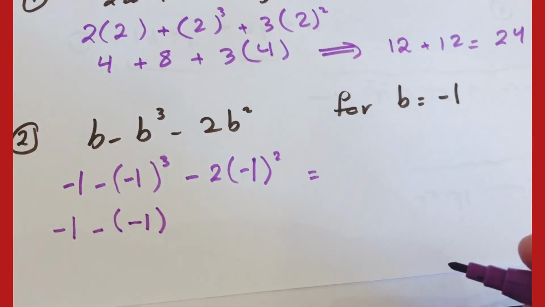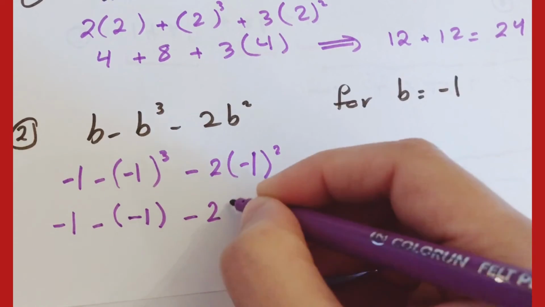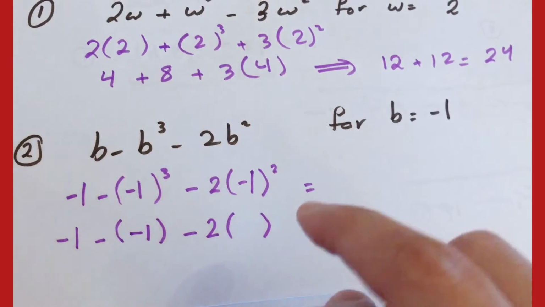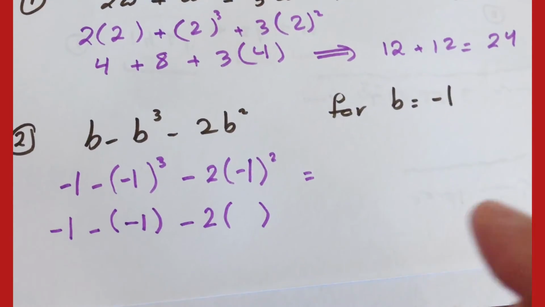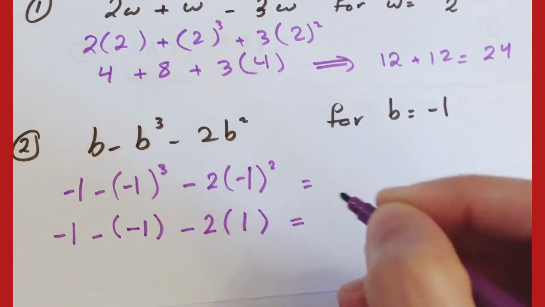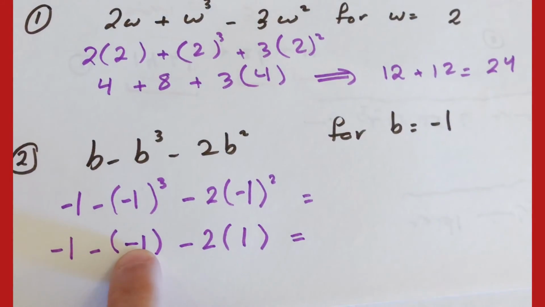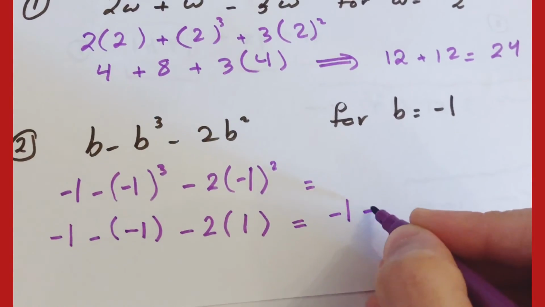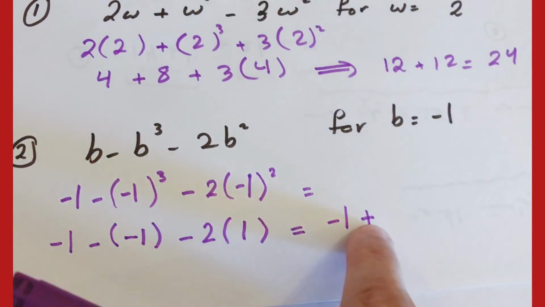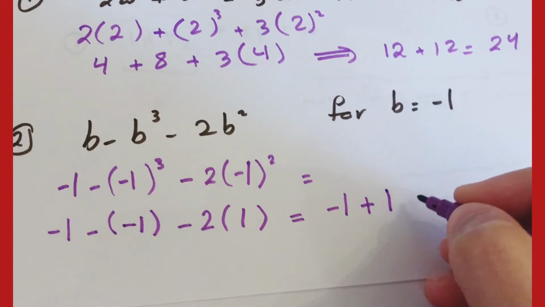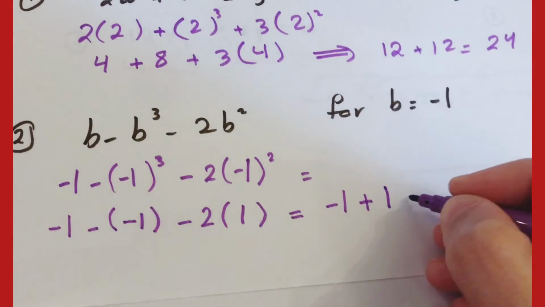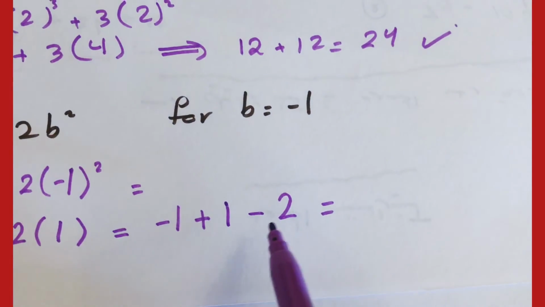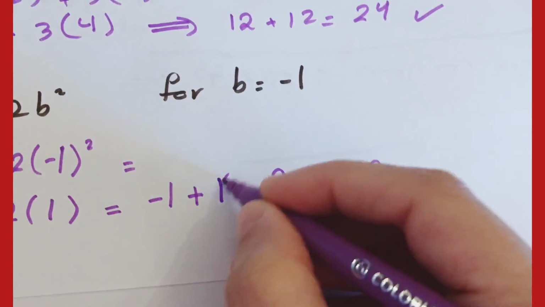-1 times -1 times -1 is -1, minus 2. -1 to the power 2 means -1 times -1. It doesn't mean -1 times 2, no, it's -1 times -1, which gives you 1. Okay, -1, now negative times negative will be positive. Let me write it again. -1, this one, plus, now these two negatives will be plus 1. Now -2 times 1 will be -2. Equals -1 plus 1 will be 0, -2, so the answer will be -2 because this one will cancel with this one.